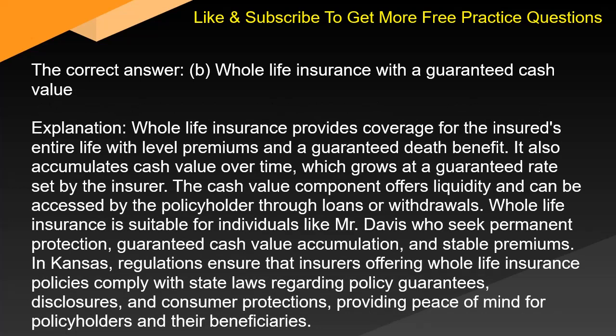The correct answer, B. Whole life insurance with a guaranteed cash value. Explanation. Whole life insurance provides coverage for the insured's entire life with level premiums and a guaranteed death benefit. It also accumulates cash value over time, which grows at a guaranteed rate set by the insurer. The cash value component offers liquidity and can be accessed by the policyholder through loans or withdrawals.